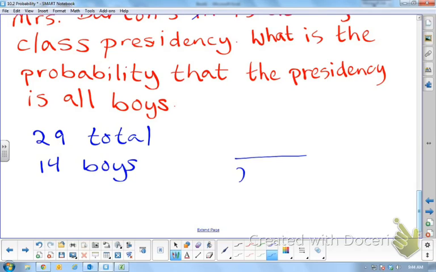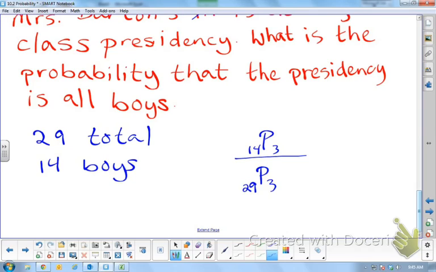Let's go over this. It would be 29, and we're picking 3 of those 29 people. That's just how many ways we could pick a presidency in this classroom. But the numerator is going to be different. If we're picking our presidency just from the boys, what would change about this? The 29 would change. We're not changing how many people we pick. We're changing how many people we're picking from.